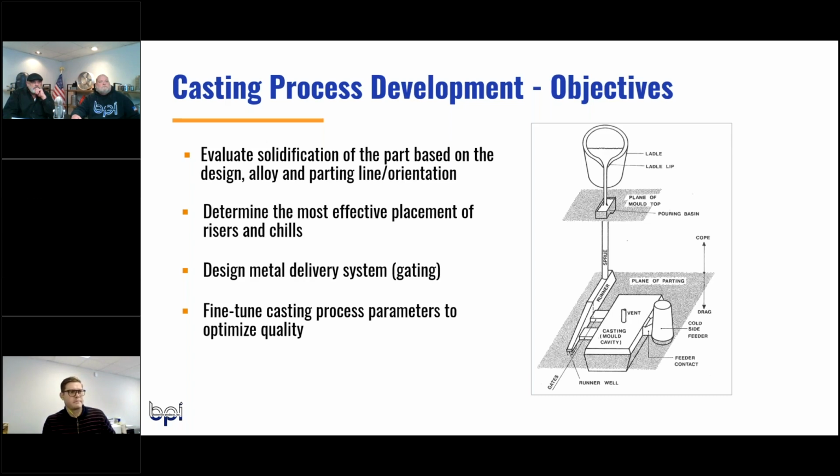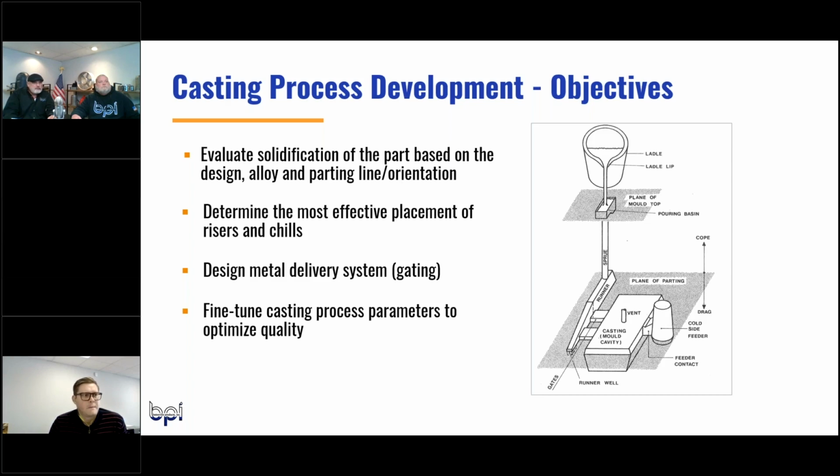Once we understand the nature of the part and what it would like to do in the solidification stage, the process engineers then spend a lot of their effort to determine effective placement of feeders and/or chills to eliminate potential internal shrink porosity that can form and produce problems in terms of performance of the component.